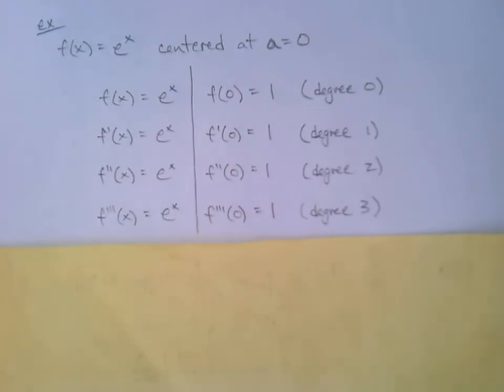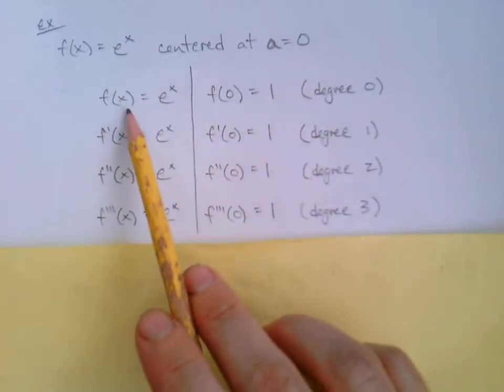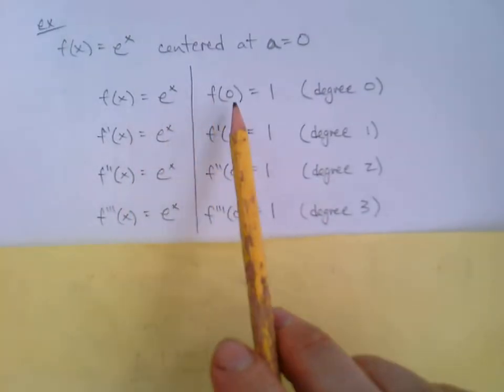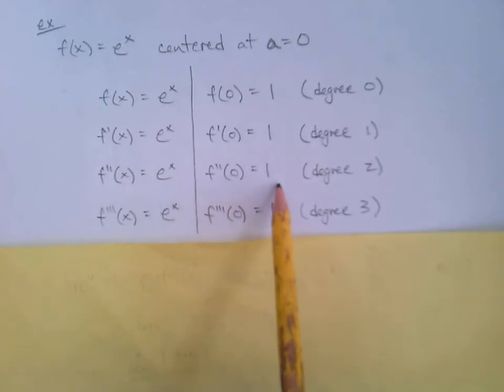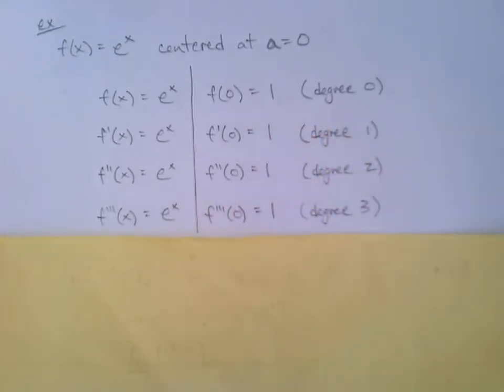Now here's where the centering at 0 comes in. We're going to plug 0 into each of these 4 functions and find their value. So f of 0, f prime of 0, f double prime of 0, f triple prime of 0, and of course they all come out to 1. Again, that makes e to the x a really simple example for this. Won't always be the case.